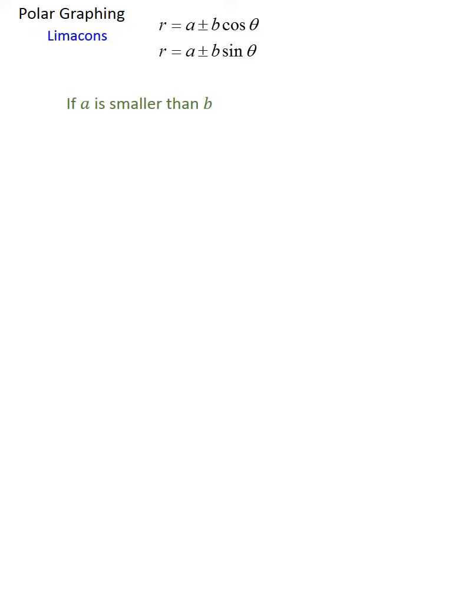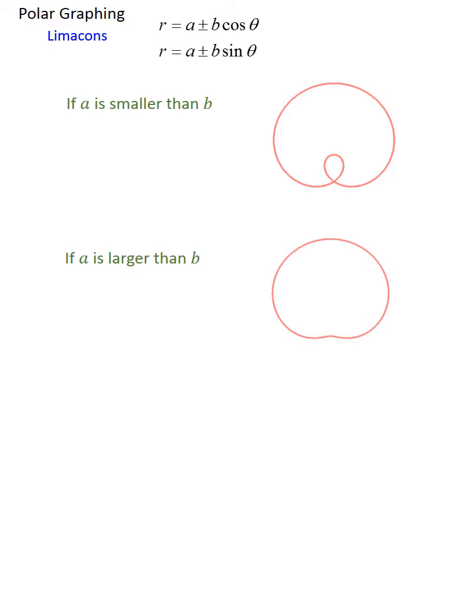Now it turns out there's some things I've noticed. You're not expected to know this. I'm just pointing out some observations. I've noticed over the years, decades, that if A is smaller than B, we get kind of a pretzel shape. But if A is larger than B, we get a little bit of a dimple in our limacon.